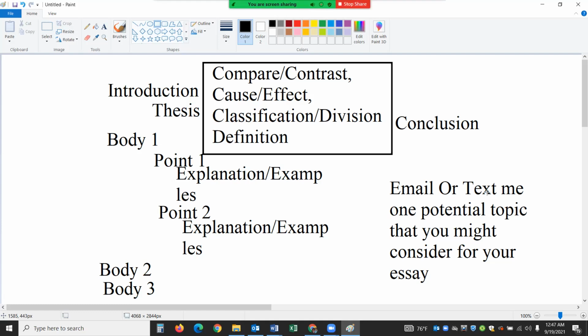Text or email me one potential topic that you might consider for your essays. Don't expect a response because it is very likely I will have my phone on silent. But I will get those. It is for a grade. It will be added to the grade book. It's either pass or fail. Email or text me one potential topic that you might consider for your essay. Again, does not have to be the essay that you're going to write. Just shows me that you watched the video.